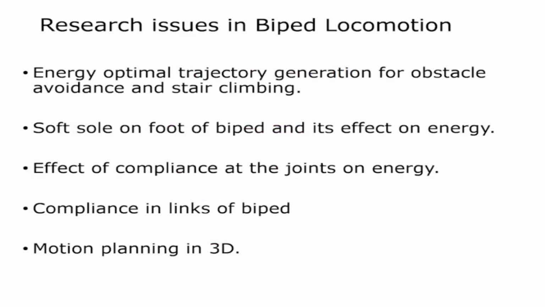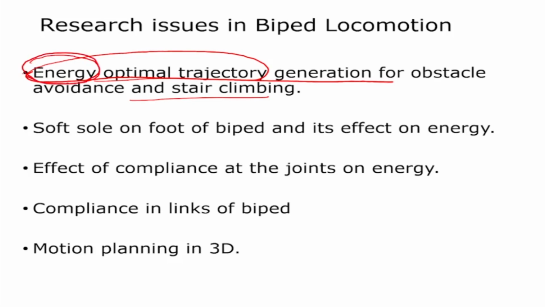Now, what are the various advanced topics or research that we are talking about in terms of biped locomotion? One is energy optimal trajectory generation for obstacle avoidance and stair climbing. So we can find the energy optimal trajectory. As I said, we can walk in different ways. So it basically means that we can have infinite trajectories. So we have to optimize our trajectory in some way. And what do we optimize against? What is the cost function? It is energy. So we should walk such that the energy requirement is minimum.